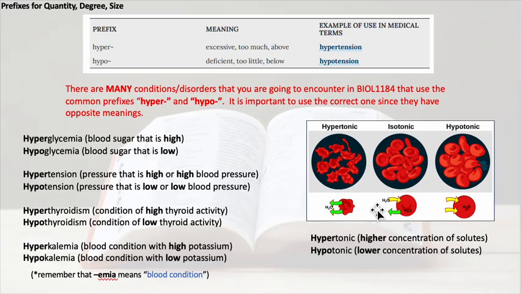There's no net movement of water out or into the cell, so the cell maintains its shape. Finally, in a hypotonic solution, where there is a lower concentration of solute in the extracellular solution as compared to the intracellular solution, now there will be a net movement of water into our cell, and our cell will actually expand, and at times we can see here the cell can burst and undergo lysis.